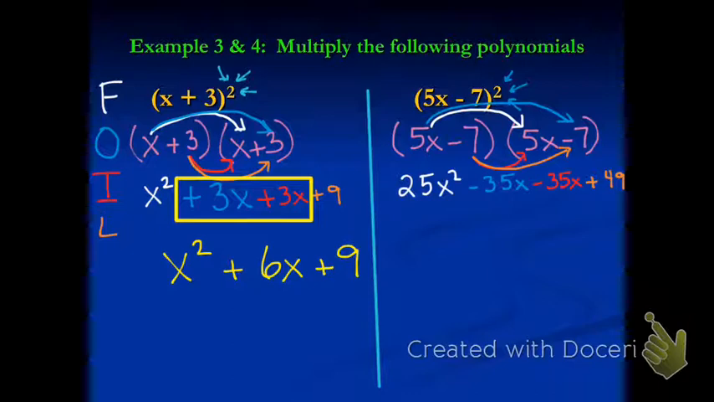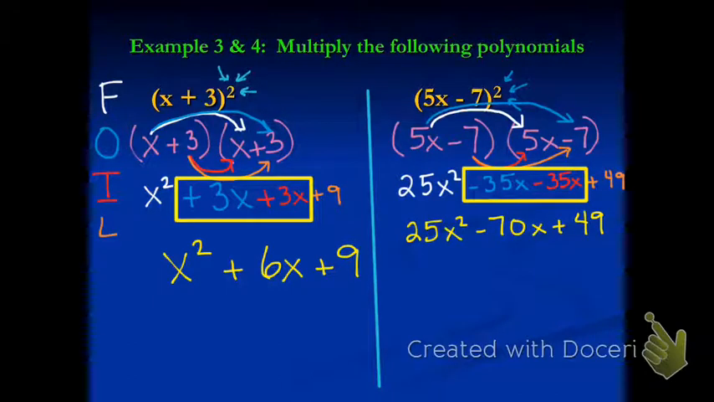What are our like terms in there? Well, we have negative 35x and negative 35x. And when you combine them, your final answer should read 25x squared minus 70x plus 49. Okay? So pause this computer, write these down. If you need to go back and rewind the video and watch it again, I went through it a little bit quick, but please make sure that you watch it and understand what is happening.